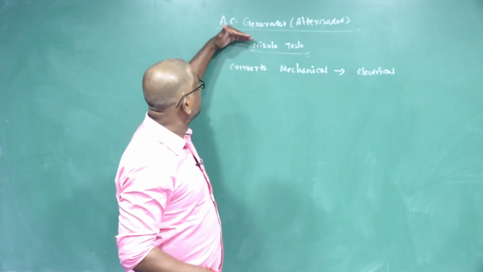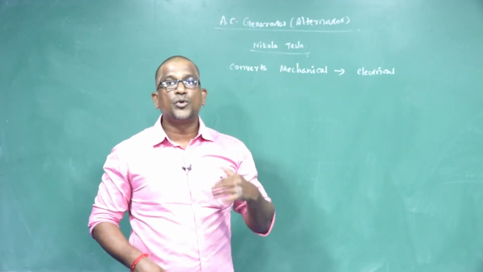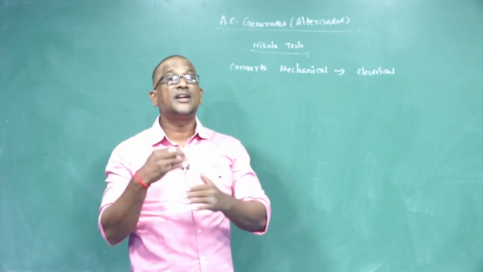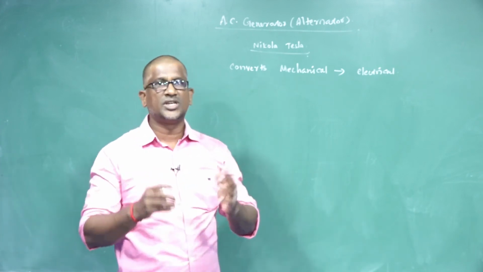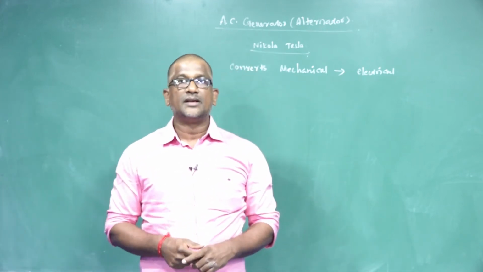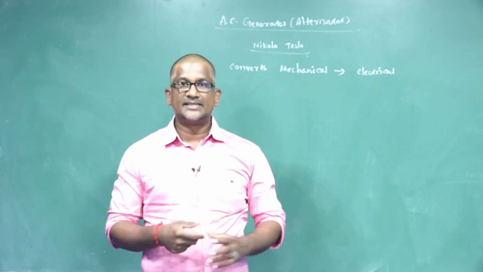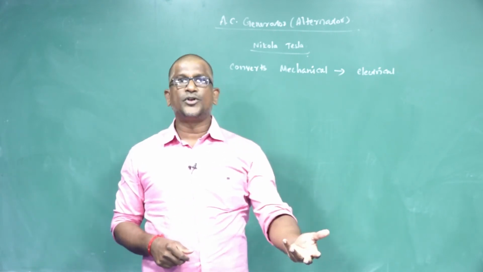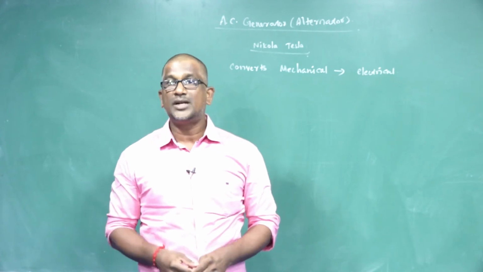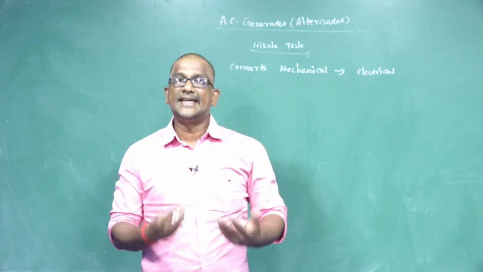One of the generators is the AC generator. The generator which produces alternating current is called an AC generator. There are two types of generator, AC generator and DC generator. If it produces direct current, it is called a DC generator. In this session we are going to discuss only the AC generator.